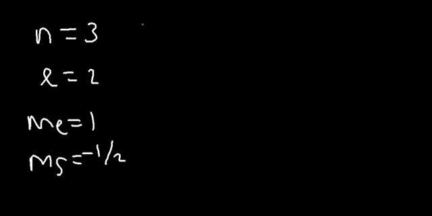So we know we're in the 3rd energy level. When L is 0, it's S. When L is 1, it's P. When L is 2, it's D. So we're in the 3D sublevel. D has 5 orbitals.